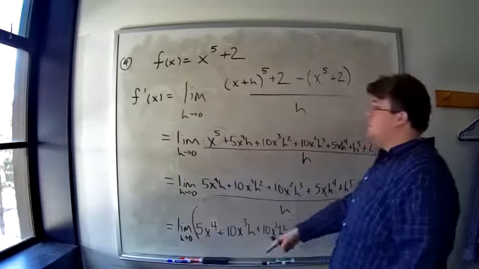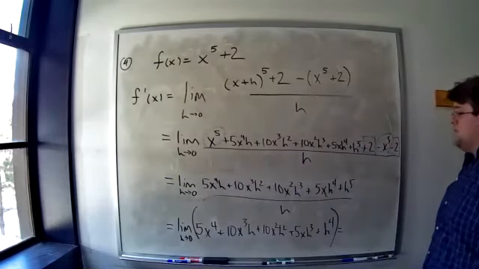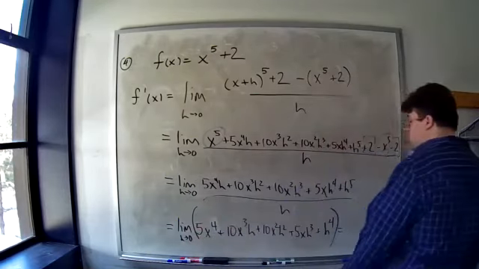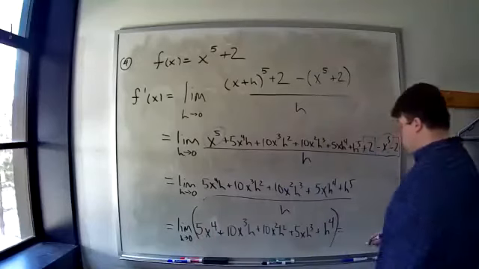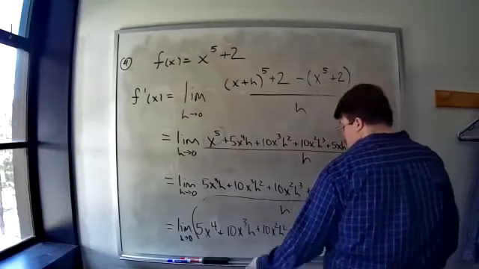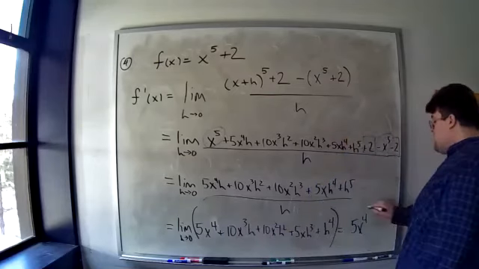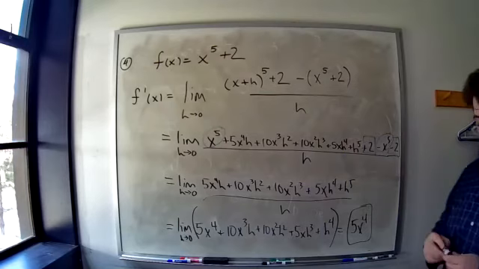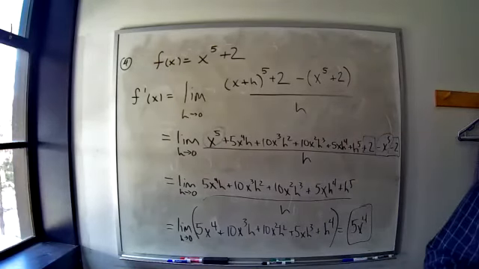We still haven't taken a limit, so we still have limits all over the place. But now we can take the limit by letting h equal 0. This term won't change as h goes to 0. That goes to 0, that goes to 0, that goes to 0, that goes to 0. So you just have 5x to the 4th. Any questions about this one?